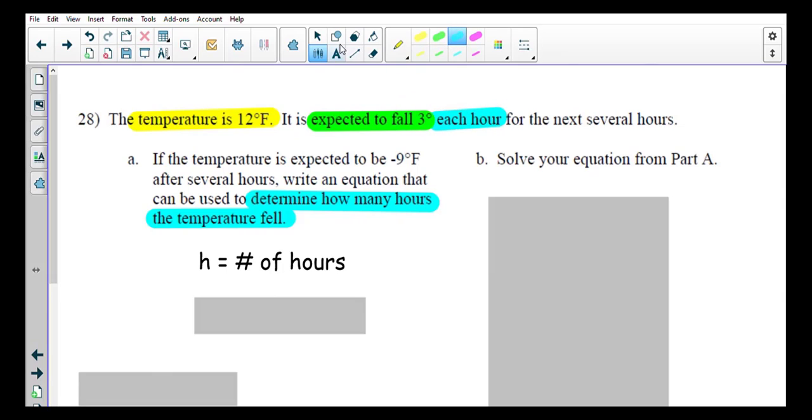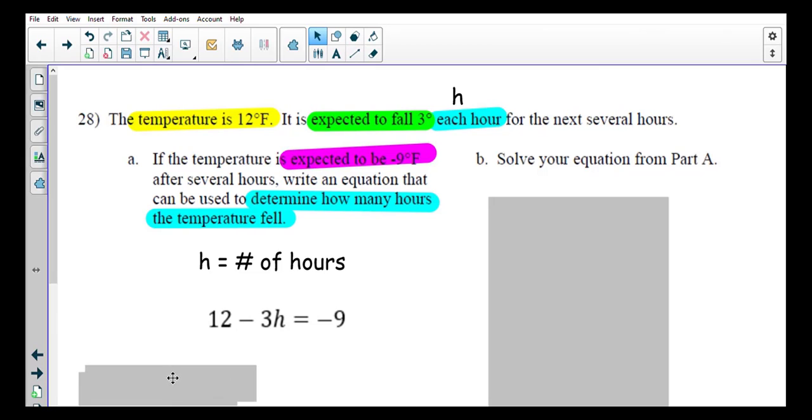Keep in mind, H, we just said, represents the number of hours. And then our final total, in this case, is where the temperature is going to end up being. It's expected to be negative 9 degrees Fahrenheit after several hours. So we can start off by writing 12 minus 3H, set that equal to negative 9. So you started at 12 degrees, fell 3 degrees each hour, so 3H, and we end up at negative 9 degrees Fahrenheit.